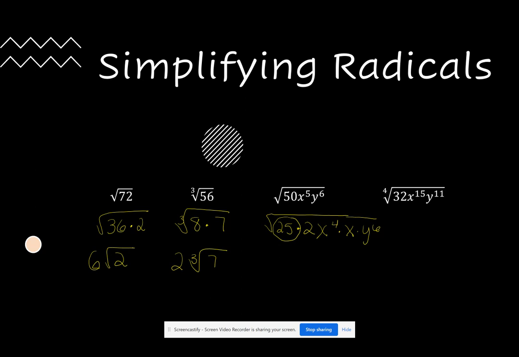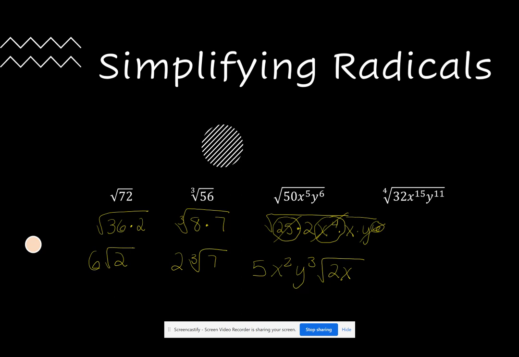So we're going to take out the square root of 25 as 5. We're done with that one. The square root of x to the fourth, you're always going to divide by whatever your index is. So 4 divided by 2 is x squared. And 6 divided by 2 is y cubed. And then in the square root, we're left with 2x.